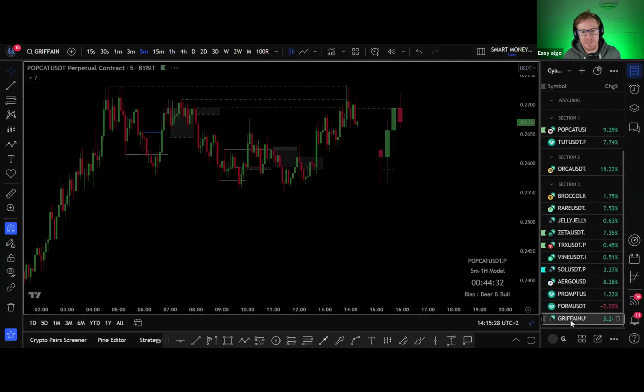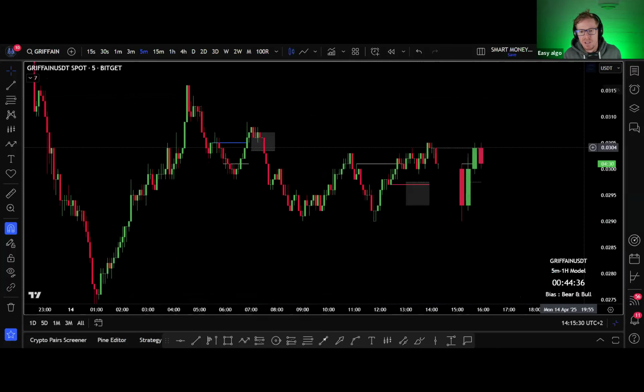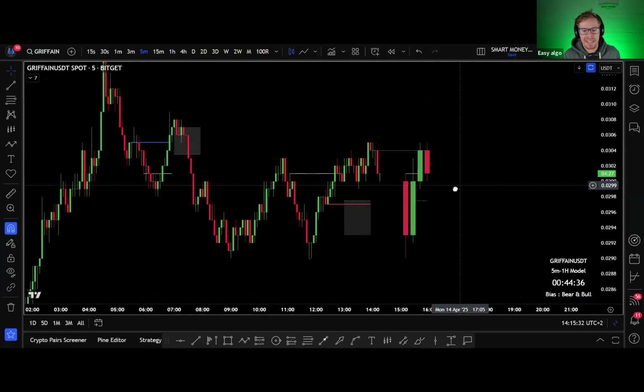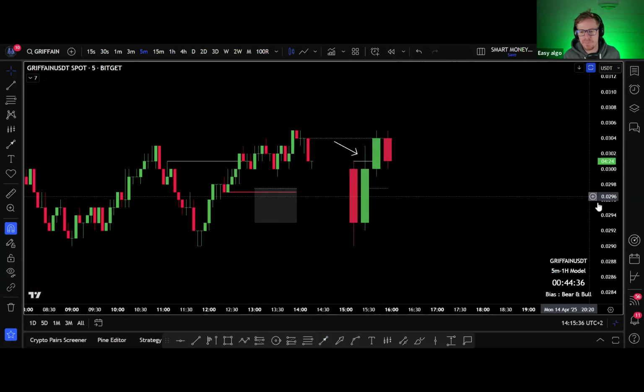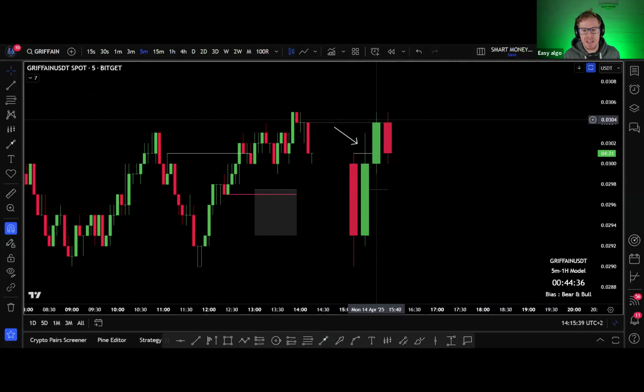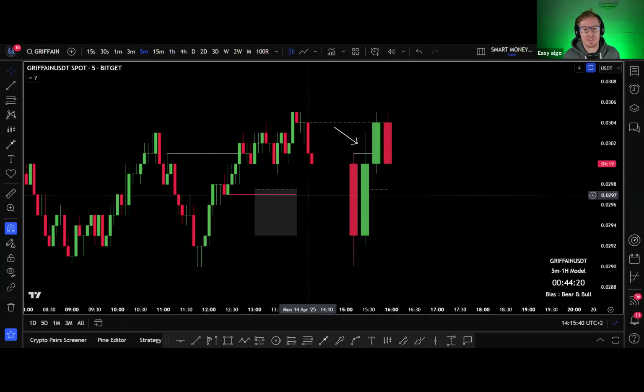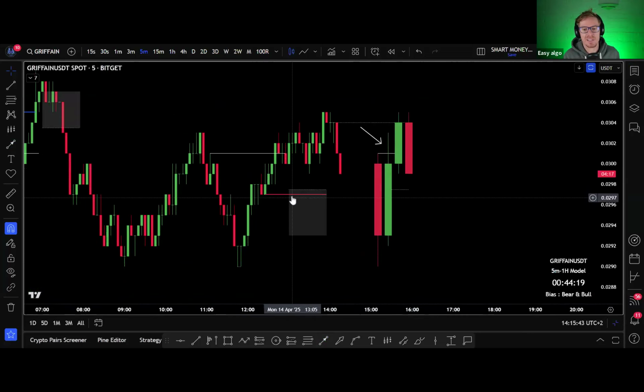Okay. Let me find, here's an example. Okay, so you can see here on this higher time frame candle, we got this break to the upside, and then it formed a sweep. So you can see we've actually got a bearish setup, but the price actually went up.